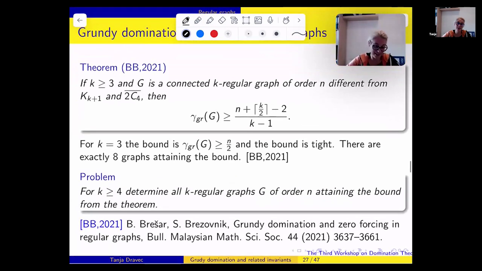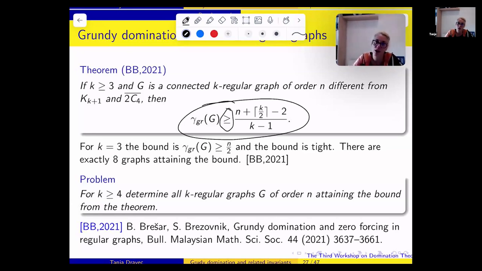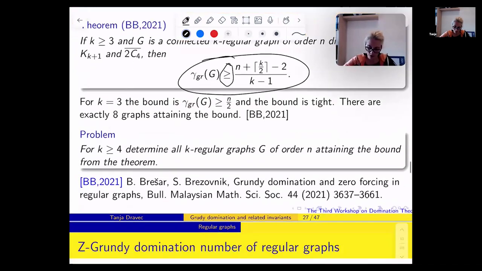My next problem is, can you find the characterization of all k-regular graphs that achieve the bound presented in this theorem here? Okay, so for k equals 3, this characterization is known. So my question is, can you find a characterization for k at least 4?